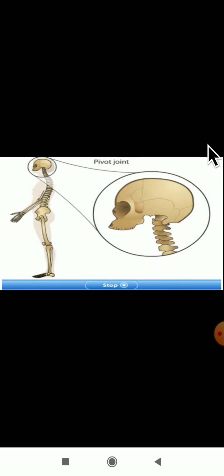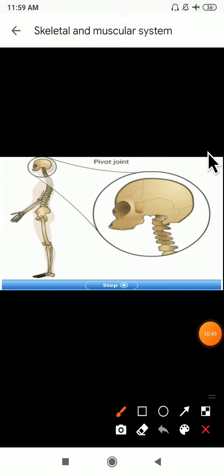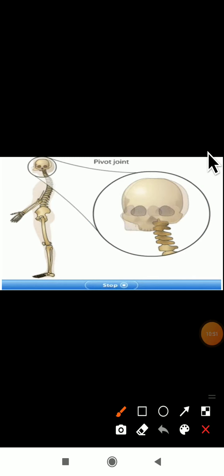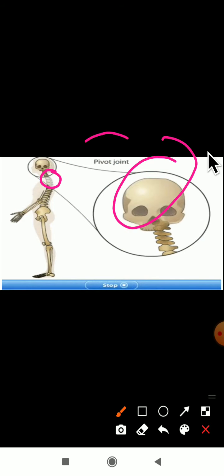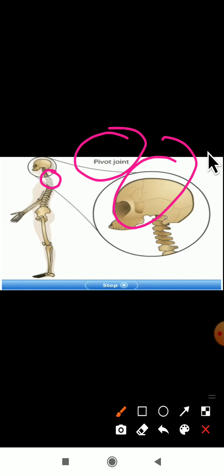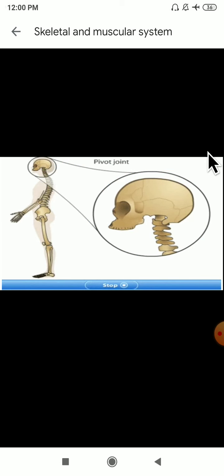What is it? It is a pivot joint. See here. Where is it found? It is found in the head, between the first two vertebrae of the spine here. This is the pivot joint. See, you can observe here how it is moving.